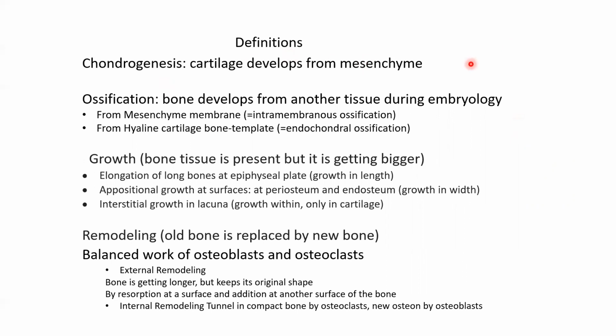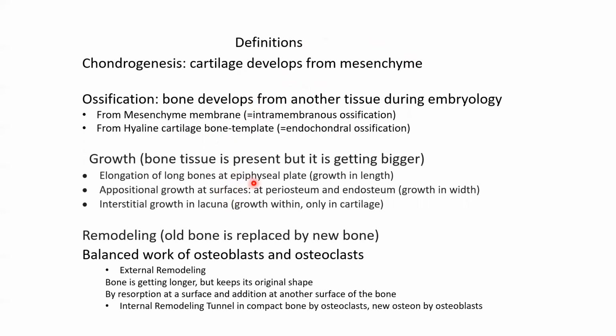Chondrogenesis, when cartilage develops from mesenchyme. Remember, everything is from mesenchyme. Ossification, when bone develops from another tissue. If it's intramembranous, it's developing from mesenchyme. If it's endochondral, it develops from hyaline cartilage. Okay, now we made a little bit of bone tissue from mesenchyme and from hyaline cartilage. Now the bone has to grow, getting bigger as the baby is getting bigger. Okay, so you can think about ossification as step one in the development.